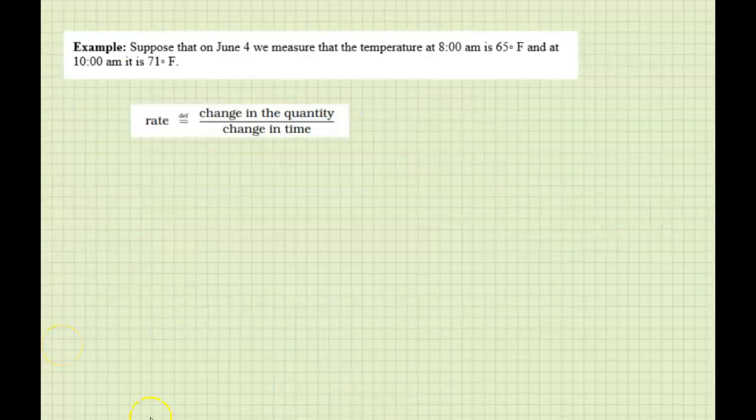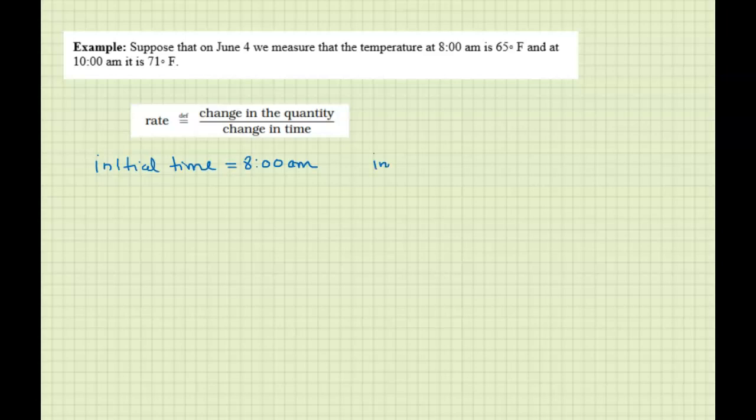In this next example, we're going to look at rate of change, average rate of change. Rate is defined by the change of the quantity divided by the change in time. So in this example, suppose that on June 4, we measure the temperature at 8 a.m. to be 65 degrees Fahrenheit, and at 10 a.m. it is 71 degrees Fahrenheit. Before we plug into the rate formula, it's good to list the initial time and temperature. So the initial time is 8 a.m.